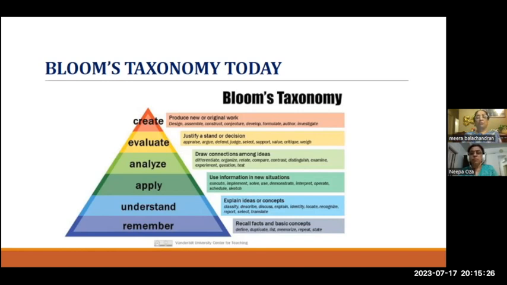Now, why is it important for you as a teacher? Why should I know this as a teacher? Okay, I know that when a child learns, she moves from remember to understand, to apply, to analyze, to evaluate, to create. But as a teacher, how is it useful for me? I know I've got to take the child through these steps, but how do I take the child through these steps?